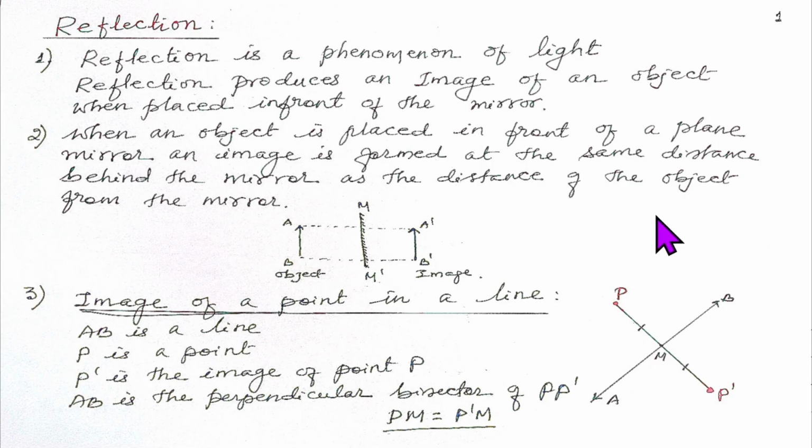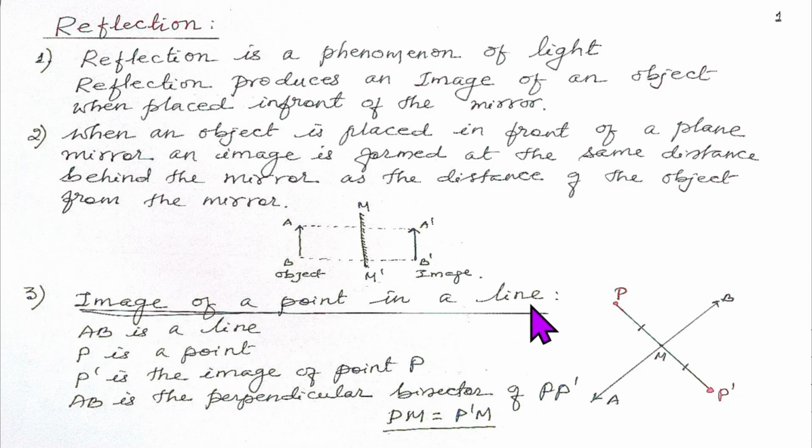When an object is placed in front of a plane mirror, an image is formed at the back side of it, and the distance of the image is equal to the distance of the object in front of it. So therefore we have a mirror here, a plane mirror. AB is the object, A dash B dash is the image, and if you see, the size of the object and the image are the same, and the distance of the object and the image are also the same. So that is what is a reflection of light, which we will be learning in detail in physics.